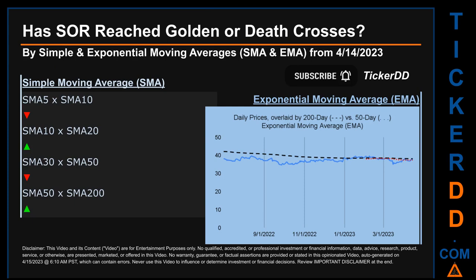Has SOR price reached golden or death crosses? Golden cross and death cross are basic signals that compare average prices across two specified trade day ranges, a short-term versus a long-term range. For example, 5-day versus 10 trade days. Essentially, a golden cross is a bullish signal. It appears when a ticker's short-term moving average crosses above its long-term average. Vice versa, a death cross is a bearish signal when the short-term crosses below its long-term moving average.